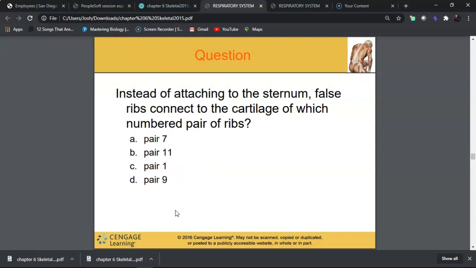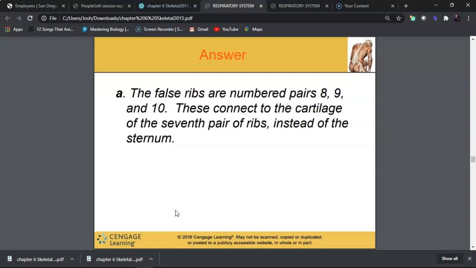Okay, and so a question: instead of attaching to the sternum, false ribs connect to the cartilage of which numbered pair of ribs? We talked about how the first 7 are the true ribs, and 8, 9, and 10 are the false ones. So 8, 9, and 10 attach to the cartilage, which is pair 7. Okay.